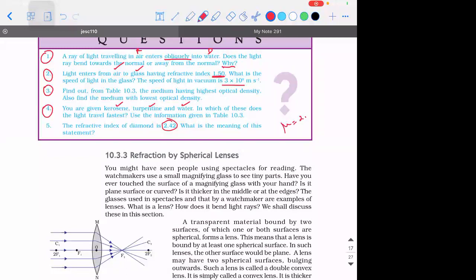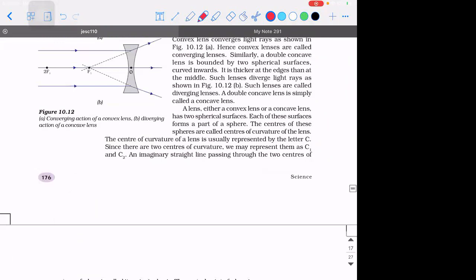So mu is 2.42, so 2.42 is equal to 3 into 10 power 8 meter per second divided by V. So V will be how much? The speed of light in the medium is 1 by 2.42 times the speed of light in the air medium. You can state it like that also. Okay, so I hope it is clear.